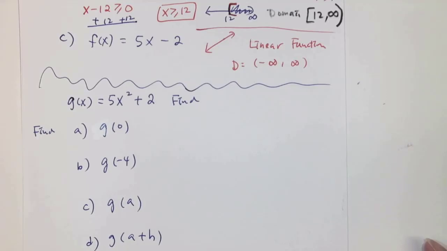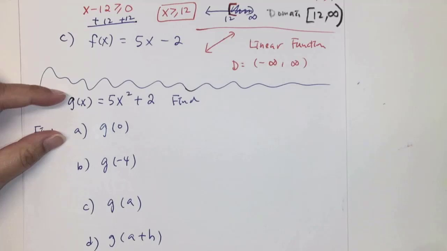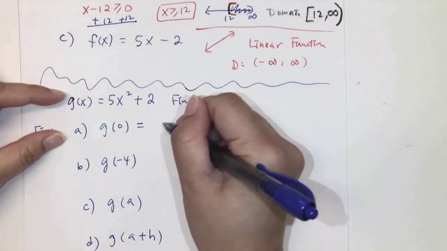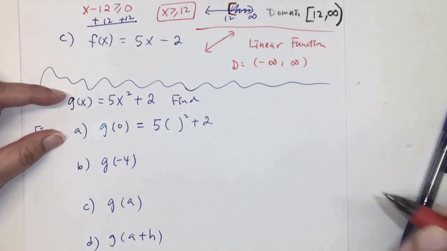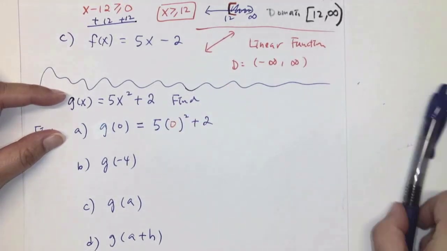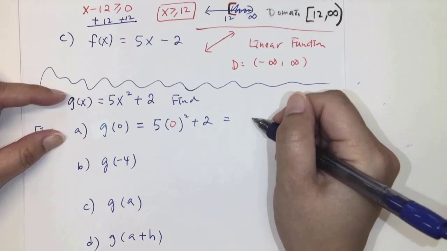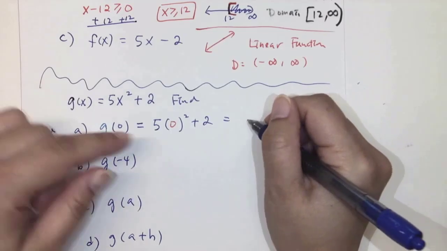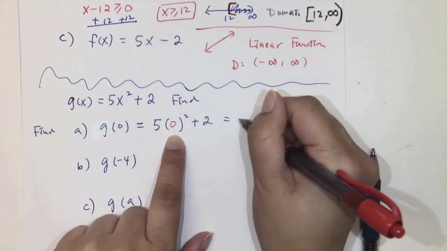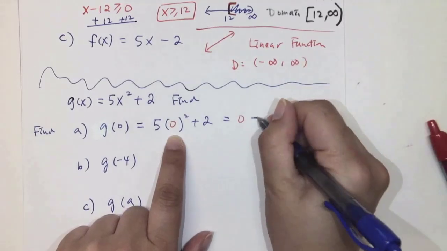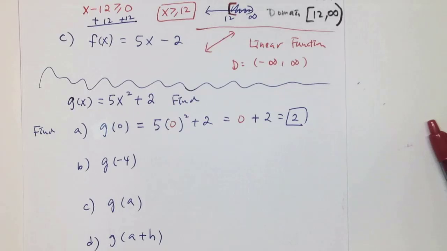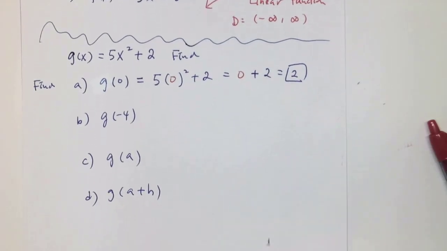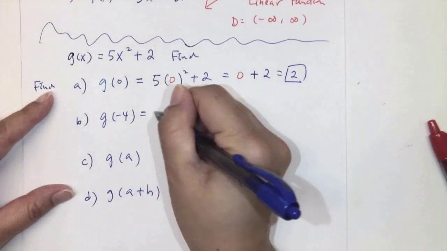What does it mean, g of 0? Whenever you see x, you plug in 0. So it's 5 times something squared plus 2, and you plug in 0. So what do we get? Just 2, right? Because anything multiplied by 0 is going to be 0. Add a 2, equals 2. Okay, plugging in 0.